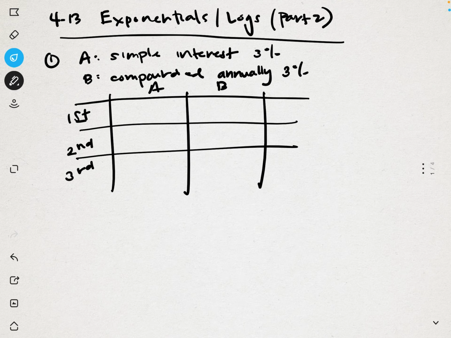So if the simple interest is 3%, oh, I forgot to put how much money we put in here. Okay, let's make it up. Let's say we invested $1,000. For a simple interest of 3%, 3% of $1,000 is going to be $30. So person A is going to make $30 every time.